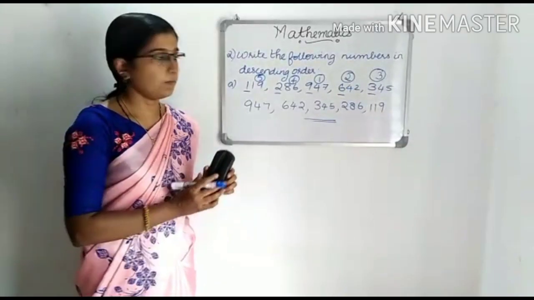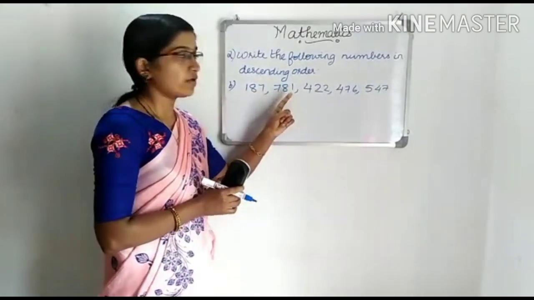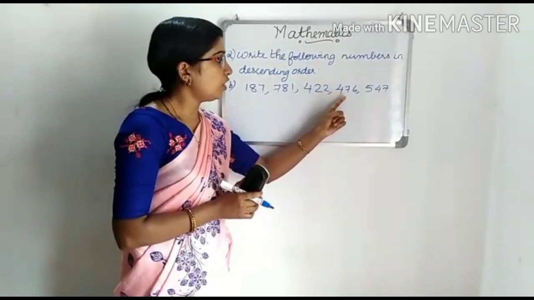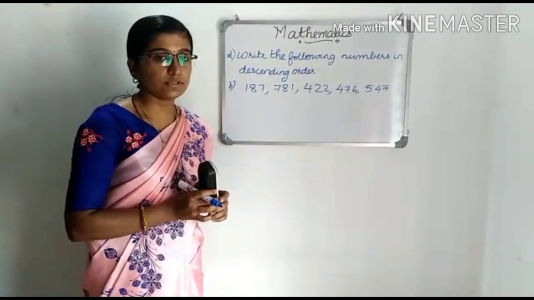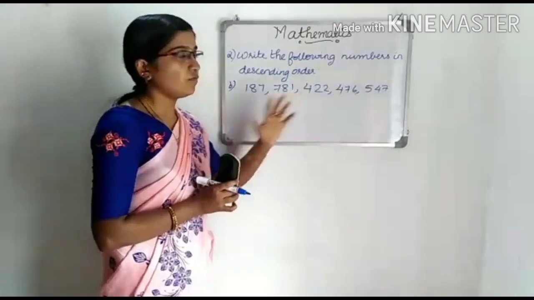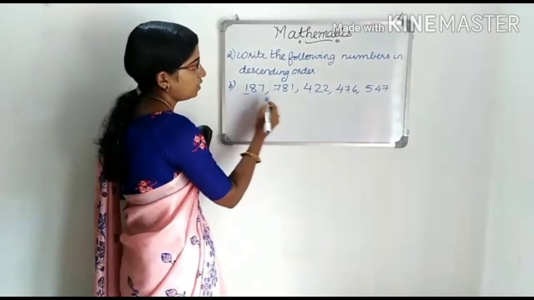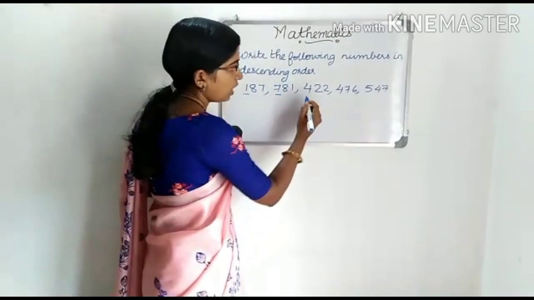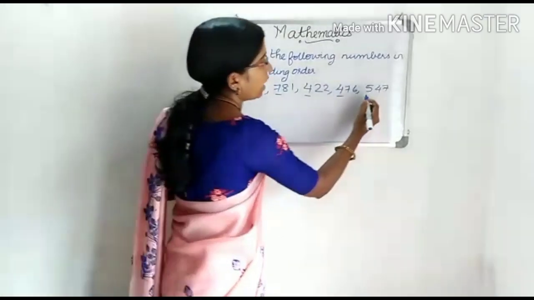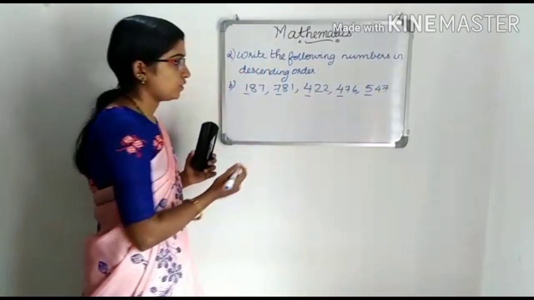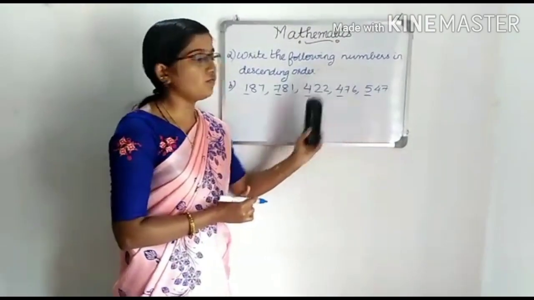Let's do one more problem. Here is the next question. The numbers are 187, 781, 422, 476 and 547. We should arrange these 5 numbers in descending order. So we can compare the digits in the hundreds place. In 187, it is 1. In 781, it is 7. In 422, it is 4. In 476, it is 4. And in 547, it is 5. So the digits in the hundreds place are 1, 7, 4, 4 and 5.